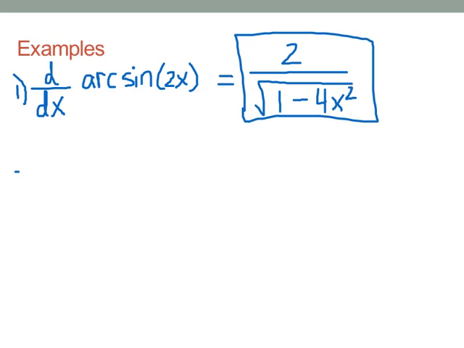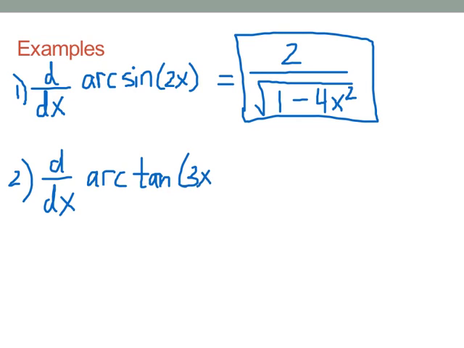Alright, second example. Let's do the derivative of arctangent of 3x. So just look at your rule, try this one on your own. So we would get u prime over 1 plus u squared, which would be 3x squared, the whole thing, which would make that 9x squared in the final answer.